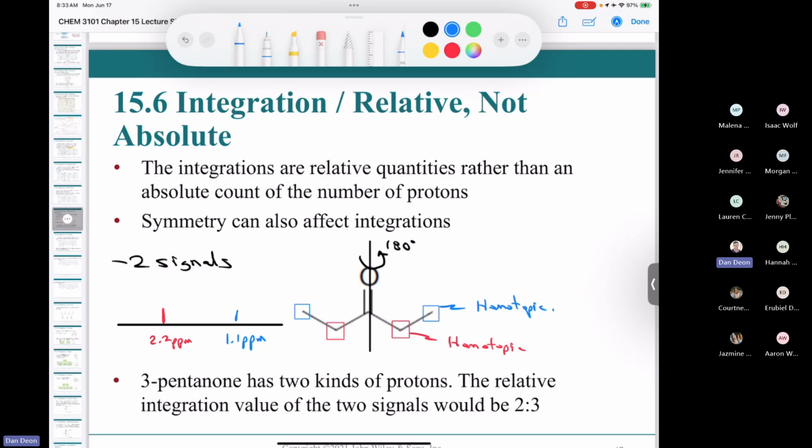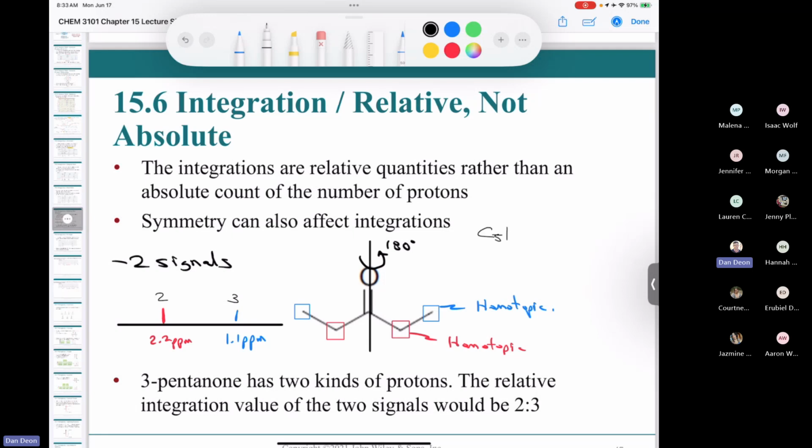Now, but the relative integration that you would get for the blue protons would be 3, and for the methylenes would be 2. But when you get those numbers for your integration, is there actually a total of 5 protons in the molecule? No, there's 10 protons in this molecule, right?